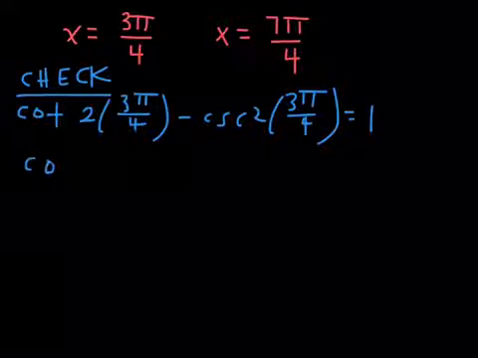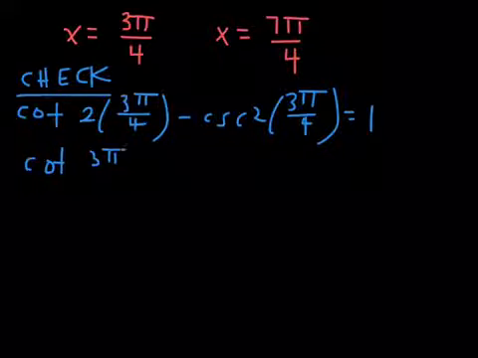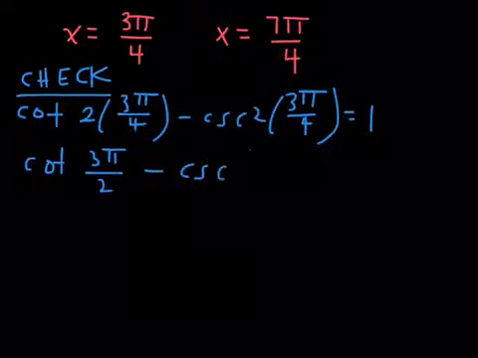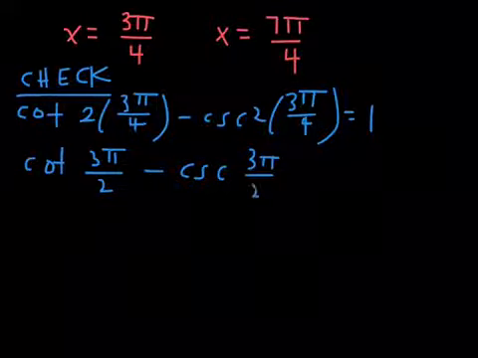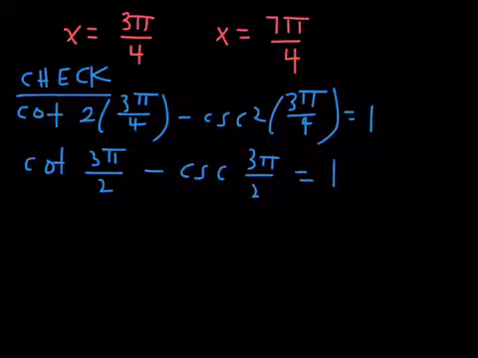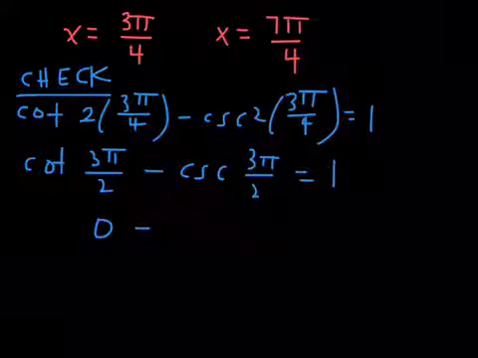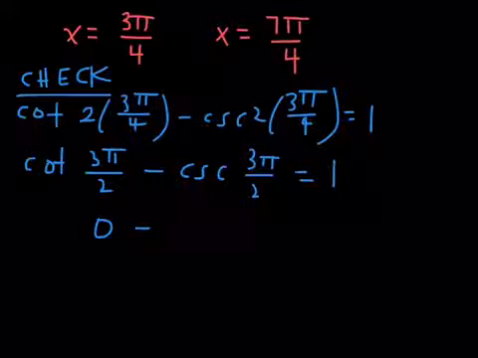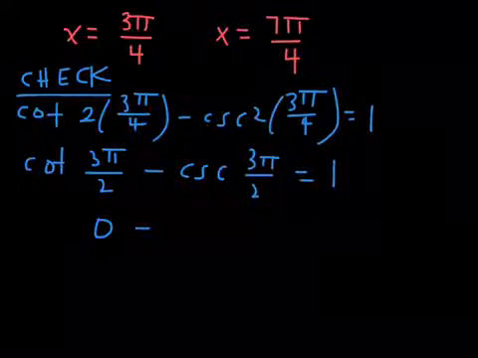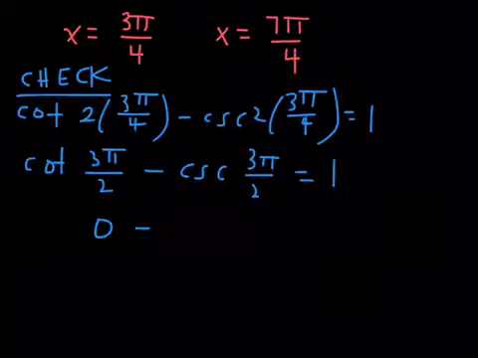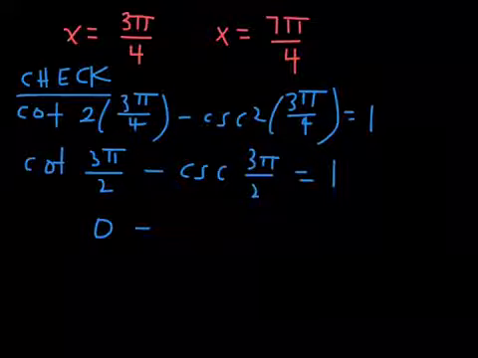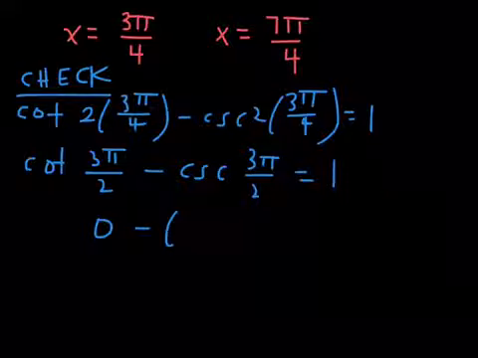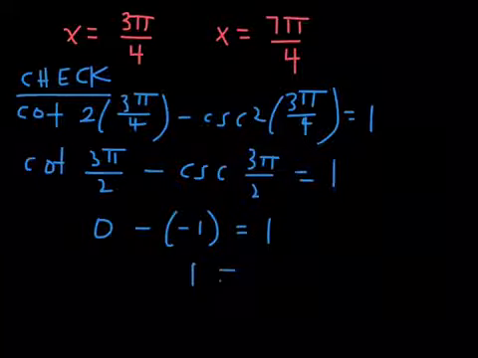It gives you cotangent of 3 pi over 2 minus cosecant of 3 pi over 2. And supposedly this is equal to 1. That's what you and I want to confirm. Now, cotangent of 3 pi over 2 is just 0, minus cosecant of 3 pi over 2, which is the reciprocal of sine of 3 pi over 2. Sine of 3 pi over 2 is negative 1, and cosecant is the reciprocal of that. The reciprocal of negative 1 is just negative 1. I stuttered there, sorry if I confused you. So 1 is equal to 1.